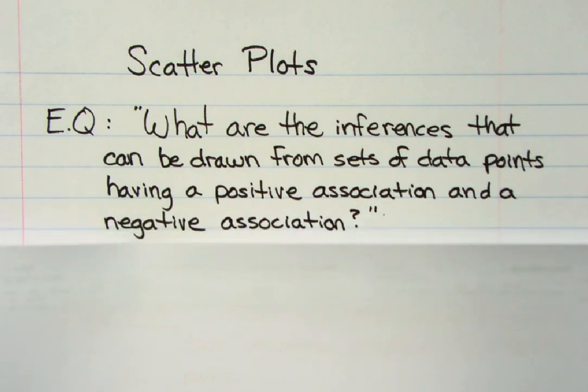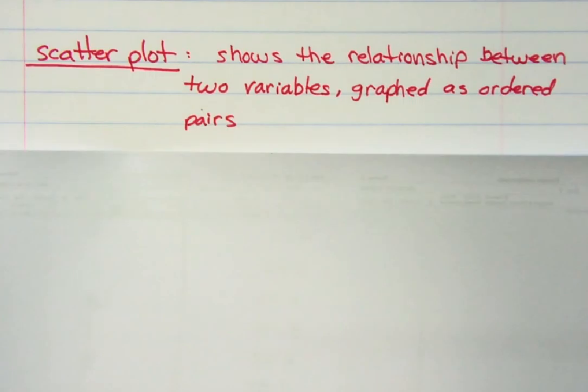And having a positive association and a negative association. Okay, so what are the inferences that can be drawn from sets of data points having positive and negative associations? You're going to learn about each of those as it pertains to scatter plots. So what is a scatter plot? Well, it shows a relationship between two variables graphed as an ordered pair.